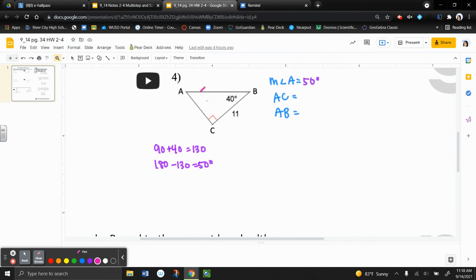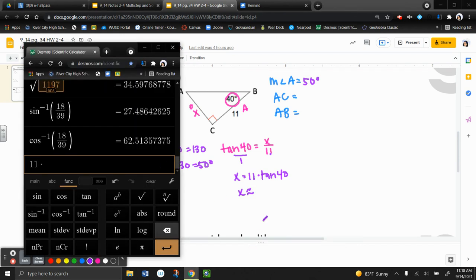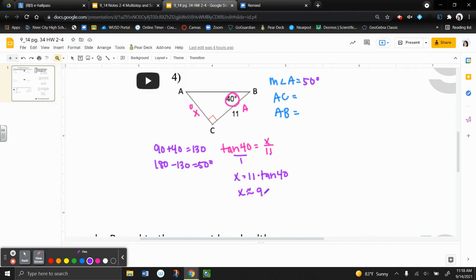All right, now we're going to solve for AC, which I'll go ahead and call X. So using 40 as my reference angle, this is opposite and this is adjacent. OA means we're going to use tan. So X over 11, and we're going to cross multiply. So X times 1 is X, and then we have 11 times tan of 40. Get 9.23.